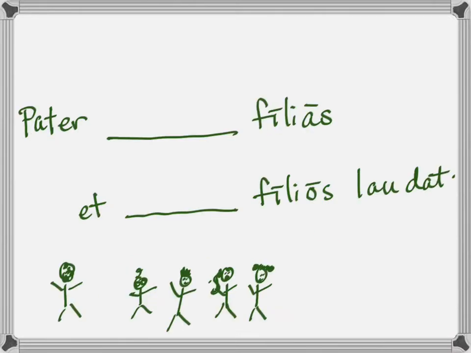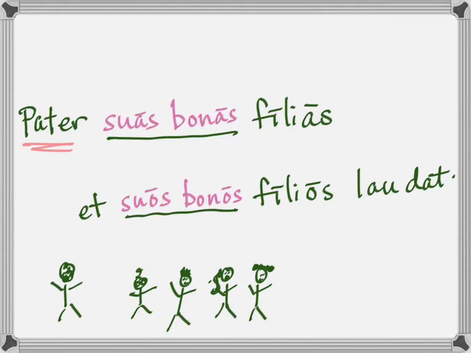Okay, now if you want to, why don't you try doing this sentence on your own? And notice we have a different subject. We have a masculine subject now. Pater is masculine, okay? And pater blank filias et blank filios laudat. How would you say the father praises his own daughters and his own sons? And if you want, you can also fill in the form of bonus, like his own good daughters and his own good sons, because the form of his own and good are going to be parallel. So it's pater suas bonas filias et suos bonos filios laudat.